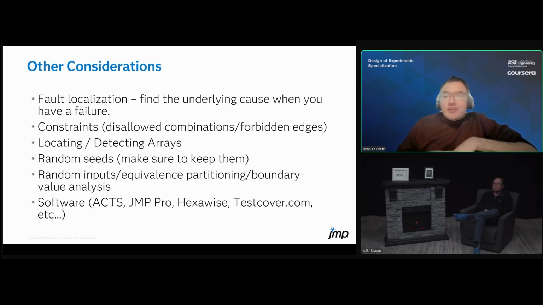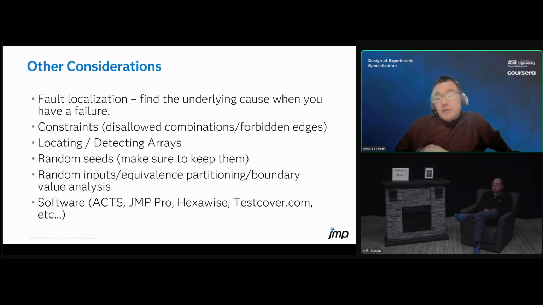Now, it also turns out those disallowed combinations come up again when you're constructing software, right? There may be sets of inputs that don't make any sense to try to run together. For fault localization, there are also more specialized test suites that help you figure out where those faults are. The random seeds, making sure that you keep them. And likewise, that idea of random inputs, equivalence partitioning, and boundary value analysis has to do with how we take continuous inputs and discretize them in such a way that we can use them for combinatorial testing.